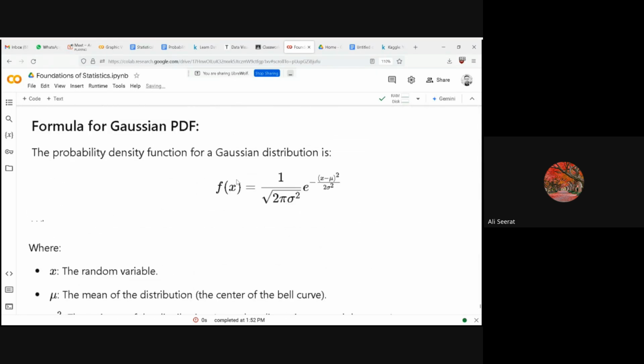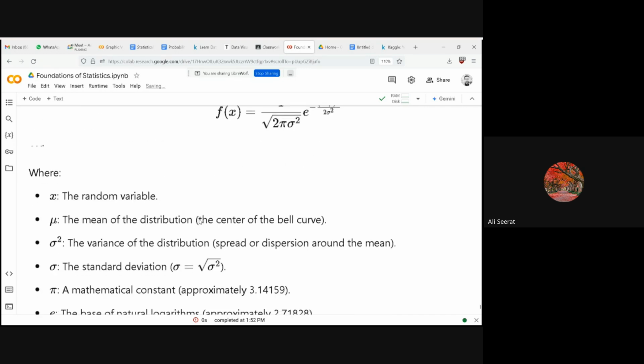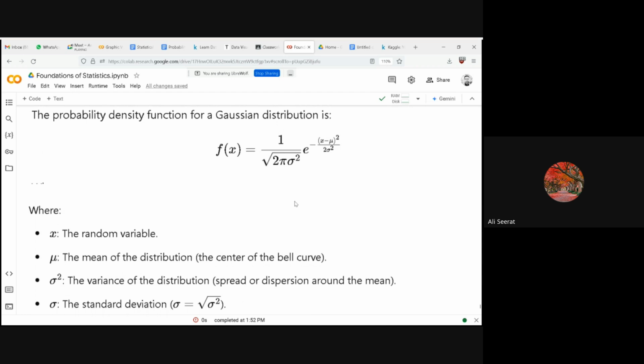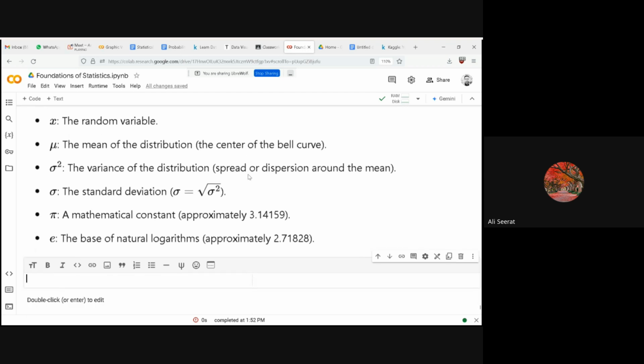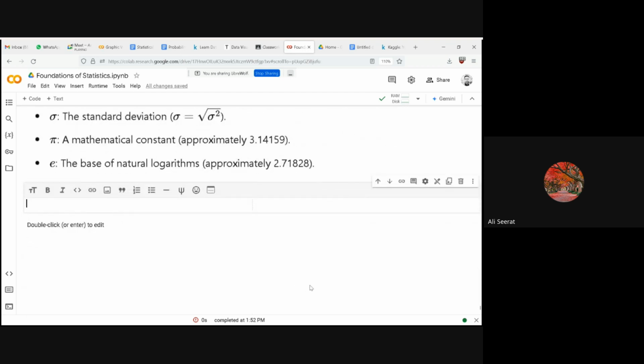X is actually a random variable. Mu is the mean of the distribution. See, this is the very formula. Mathematically solving this formula will take a lot of time, but from a Python point of view, it will be very interesting for you to solve this one.